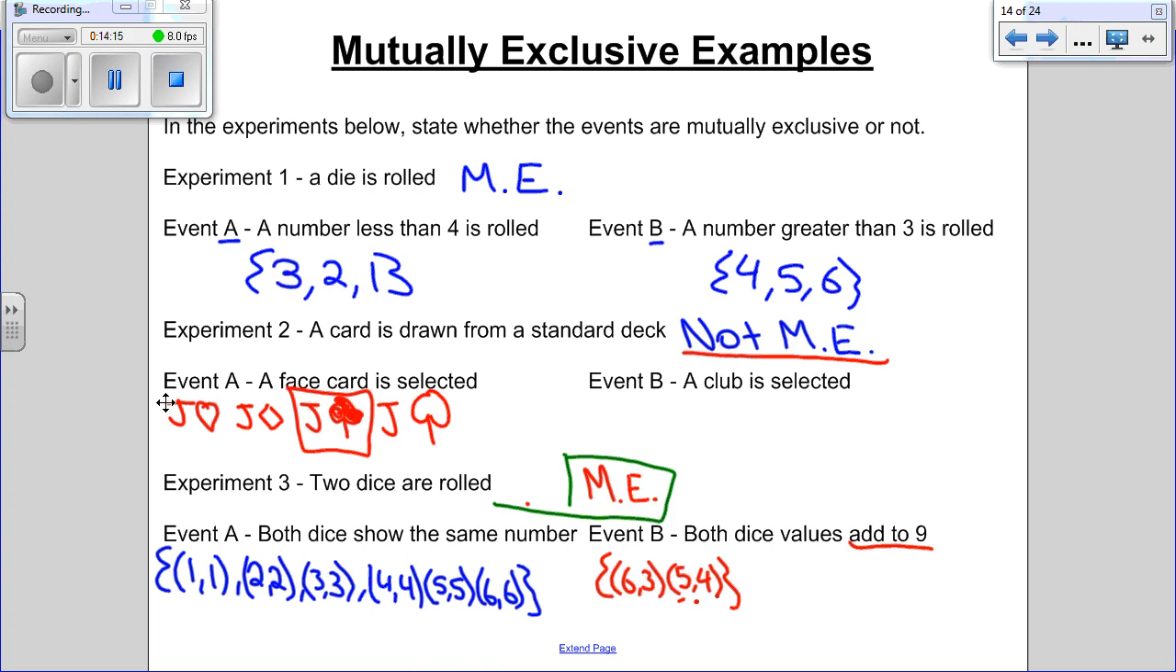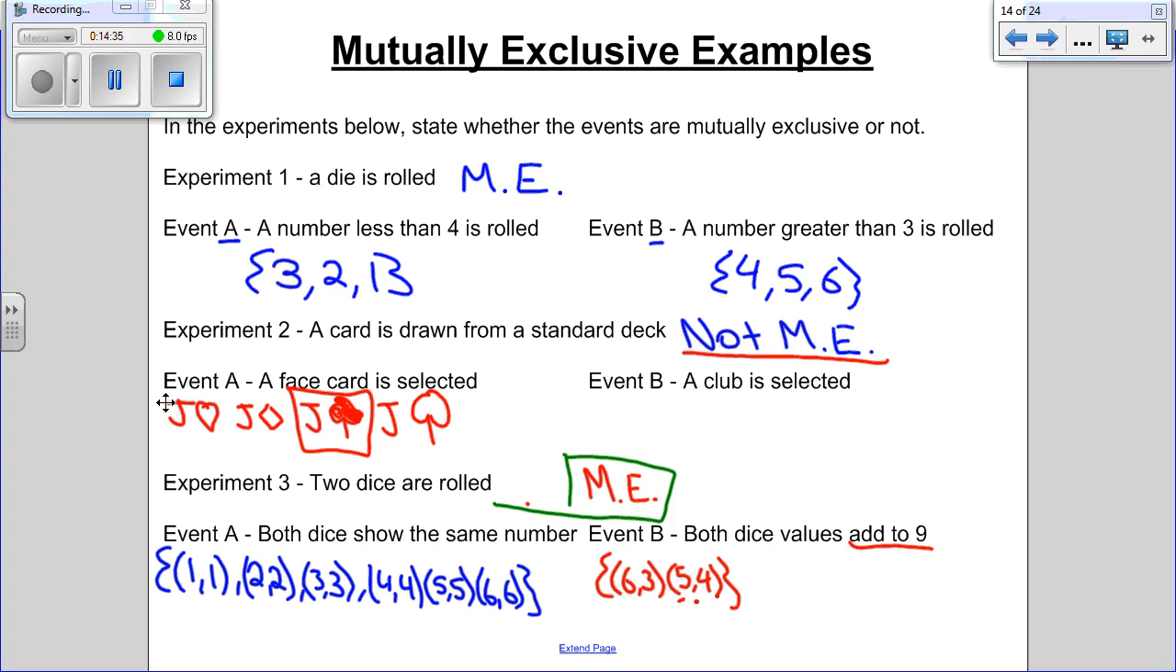Mutually exclusive events, when we're talking about them right now, probably seem pretty simple. Independent events is going to be what we do tomorrow, and they're pretty similar. So people get them confused. So that's why we're just really hammering home, mutually exclusive events are things that can't occur at the same time.